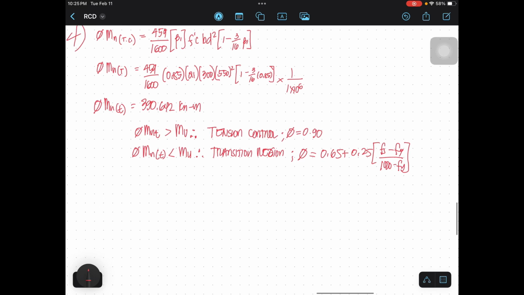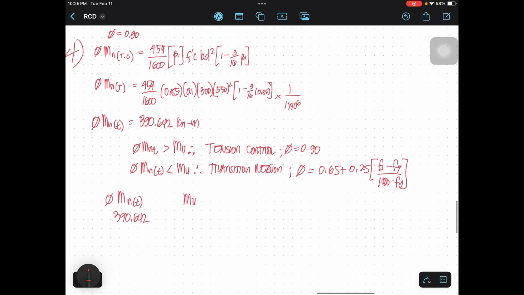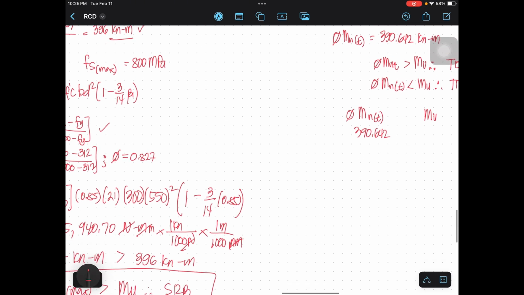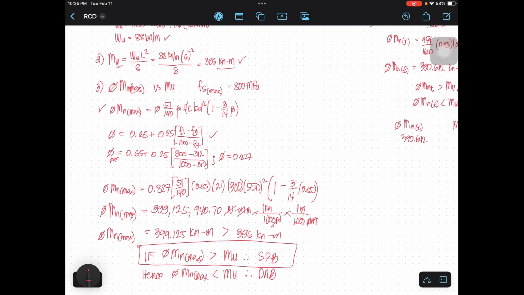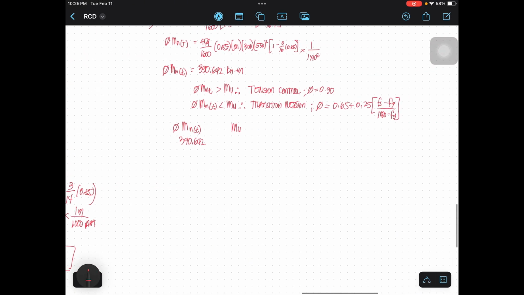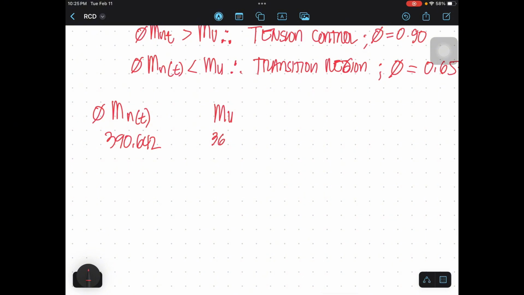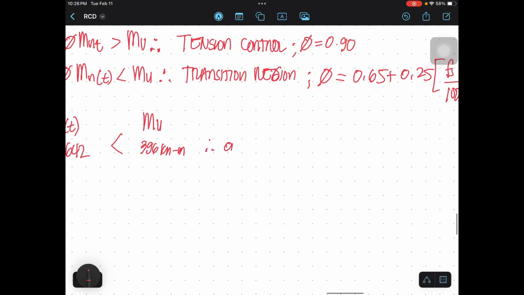So since ang ating tension controlled moment is 390.642 and yung ating Mu na 396 kilonewton meter, mas malaki si Mu, so therefore we are on transition region.